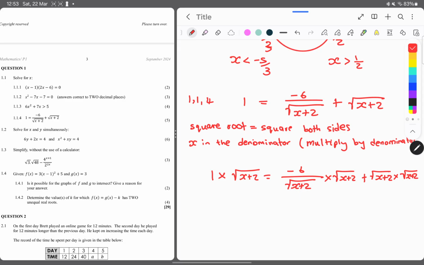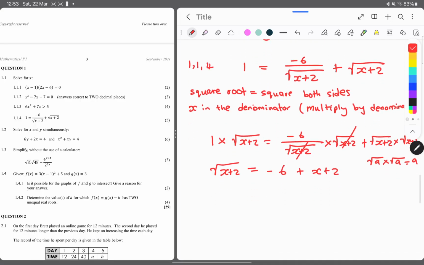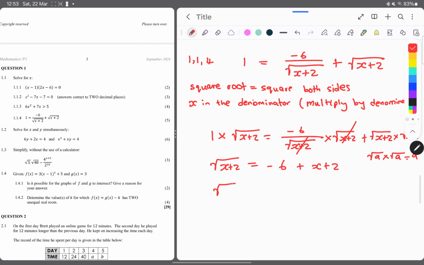You will look at it and you will realize that this is square root of x plus 2. This cancels this. Therefore, I have minus 6. And that will give me plus x plus 2. Why? Because square root of a multiplied by square root of a is a. And then we have square root of x plus 2, group like terms, is x minus 4, because minus 6 plus 2 is minus 4.